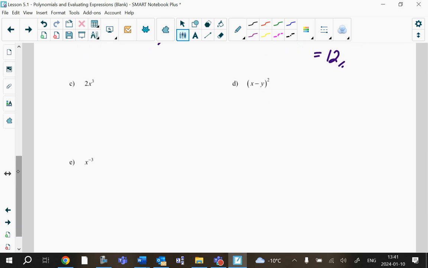What does C look like? Good. What do I do first? 3 to the third, and then whatever that answer is, I got to multiply it by 2. What is 3 to the third? 27, and therefore 2 times 27. Nice.